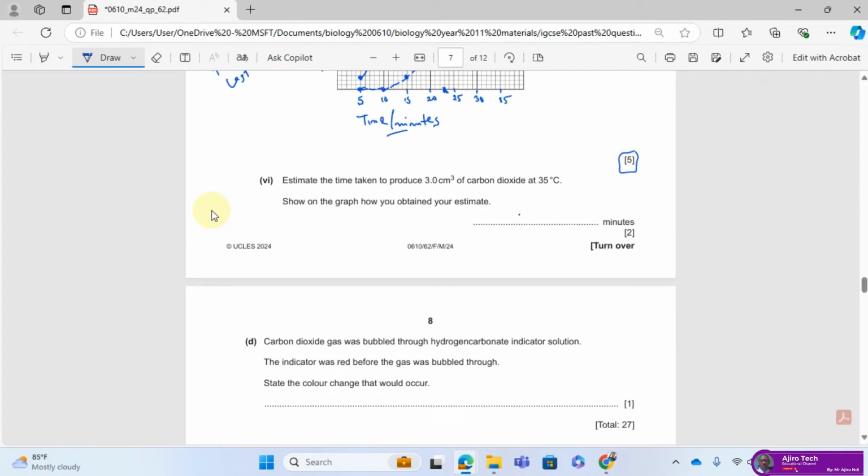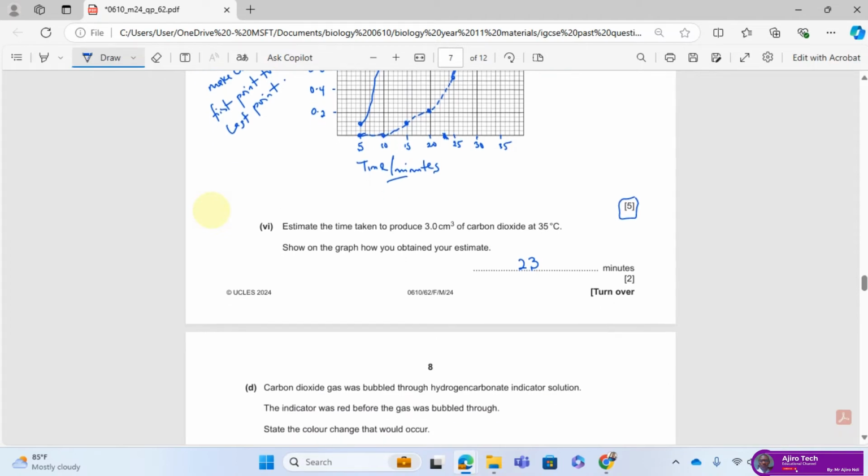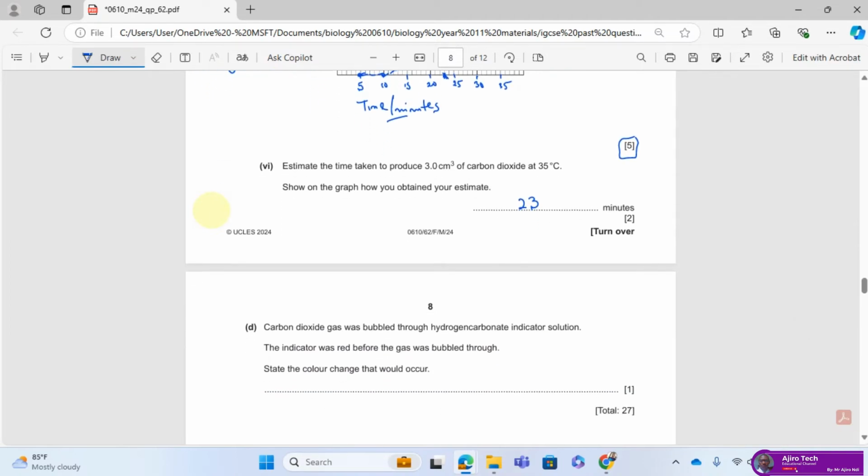So that's between 22 and 23 minutes, depending on what you have on your graph. Let me write what I can see, even though my curve is not that straight. So that's 23 minutes. And you don't need to repeat the minutes because the minute has already been indicated. So you have your 2 marks.